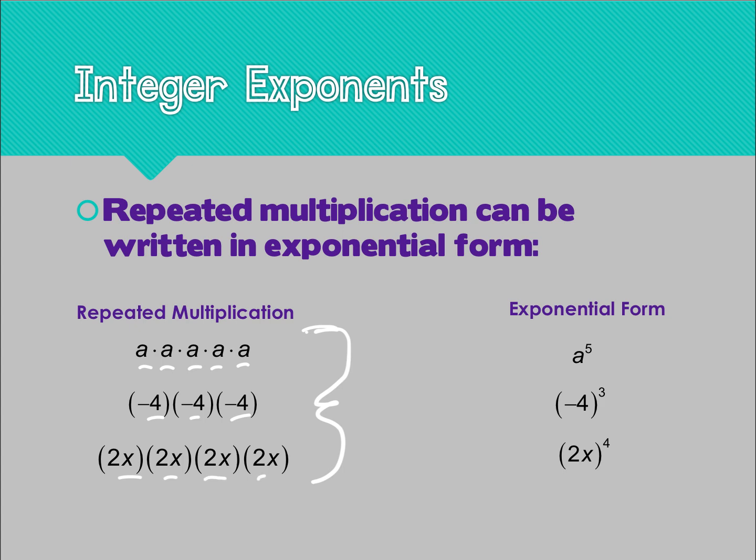You can write that a simpler way in what's called exponential form. So you have your base, which is the number or the letter that's being multiplied several times, and then the exponent that tells you how many times. So in this case, a times a times a times a times a could be written as a to the 5th power. Negative 4 times negative 4 times negative 4 can be written as negative 4 to the 3rd power. 2x times 2x times 2x times 2x can be written as 2x to the 4th power.